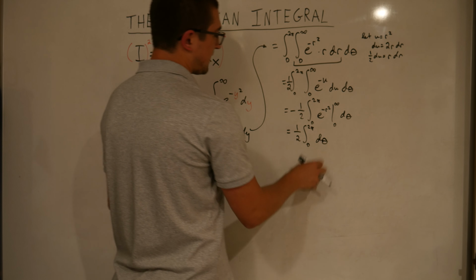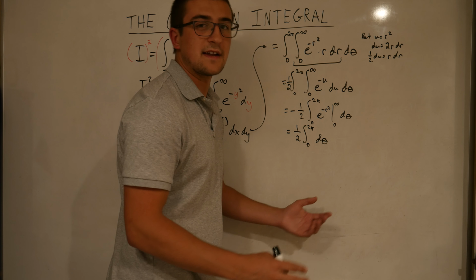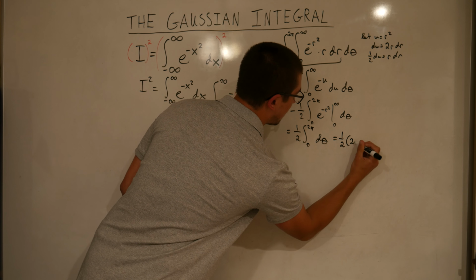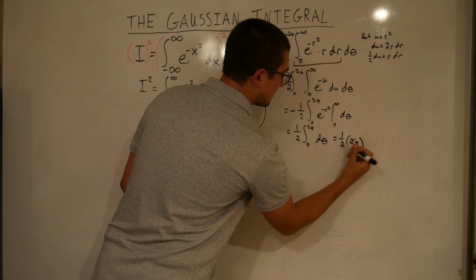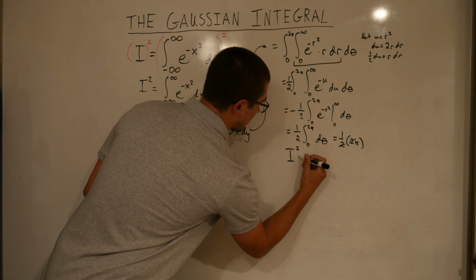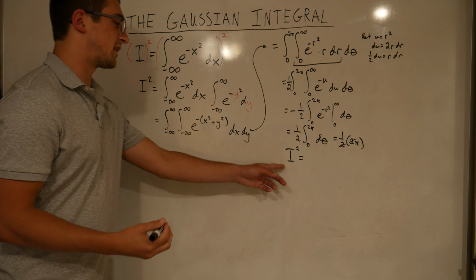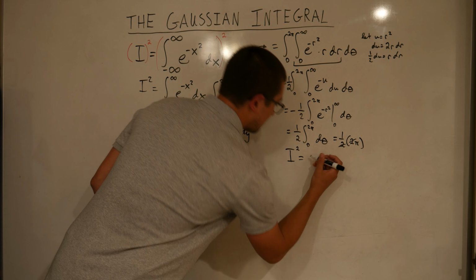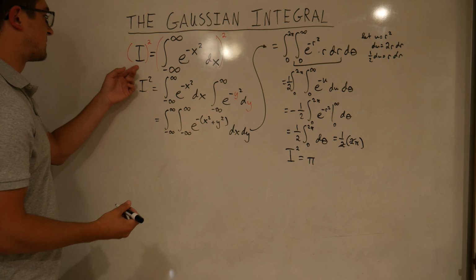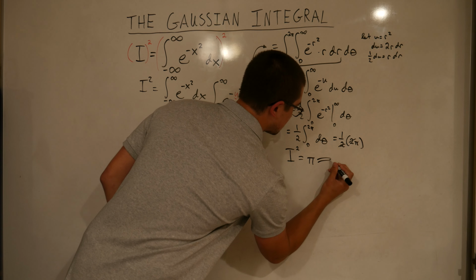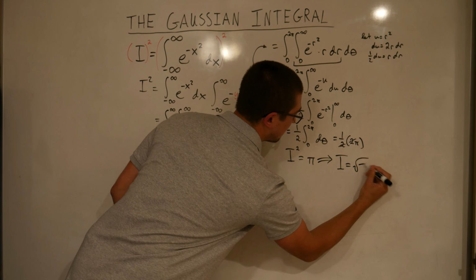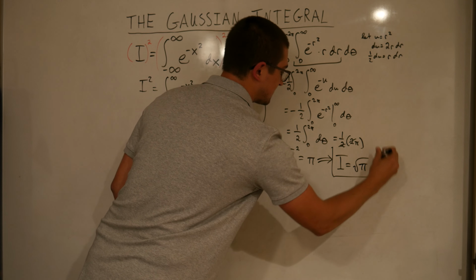And the integral from 0 to 2 pi of d theta is 2 pi. So we have 1/2 times 2 pi, which the 2's cancel. And so our final value for the double integral that's equal to I squared is pi. And to solve for our original thing that we wanted to solve for, which is just I, we just take the square root of both sides. I equals the square root of pi. And that's how you solve the Gaussian integral.